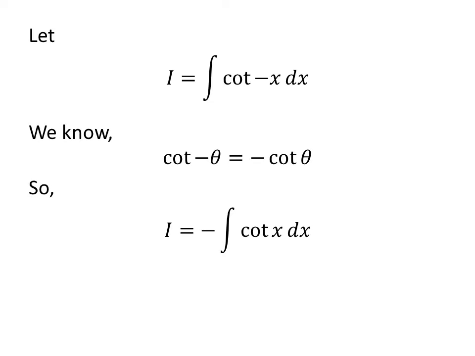So I is equal to minus integral of cotangent of x. The antiderivative of cotangent of x is natural log of absolute value of sine of x.